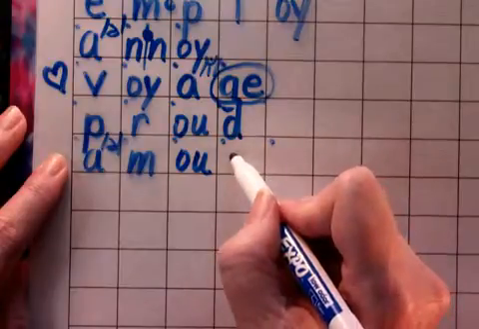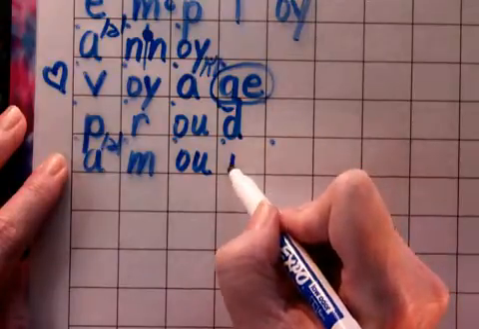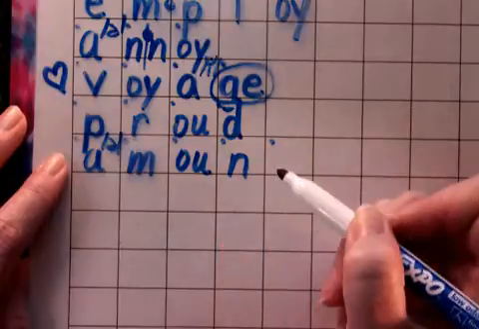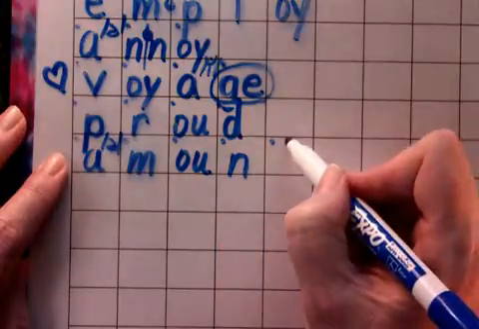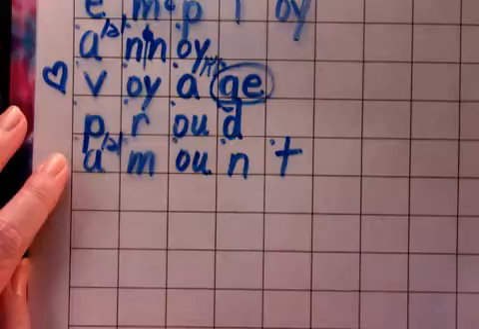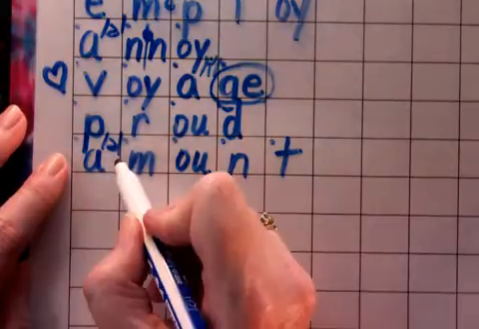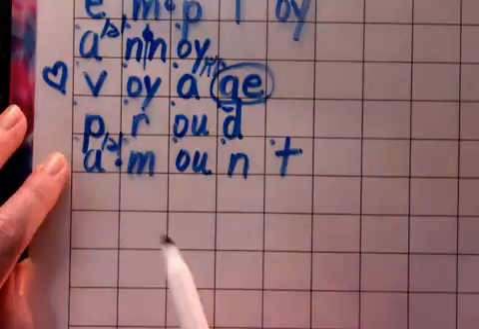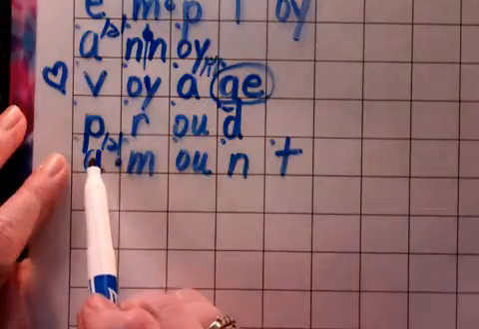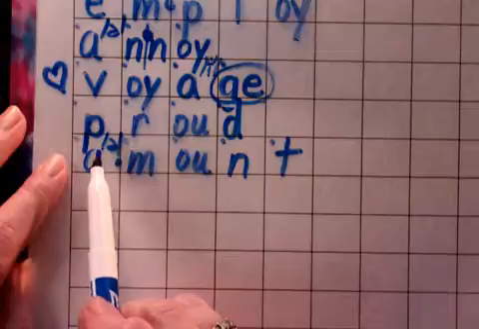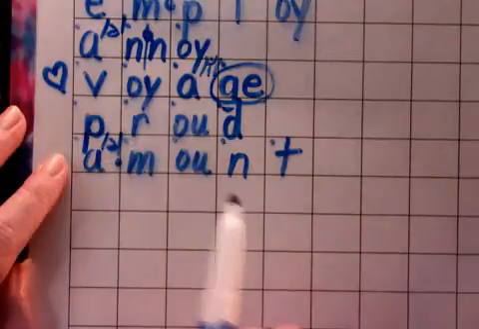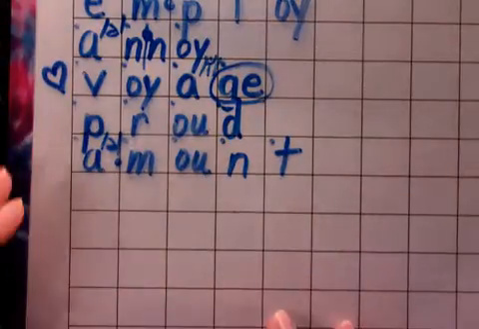My tongue is up, my lips are open. The N. And t, the T. Amount. The syllable break is right here. This is a schwa, it's the unaccented syllable. And ow is the other vowel sound.